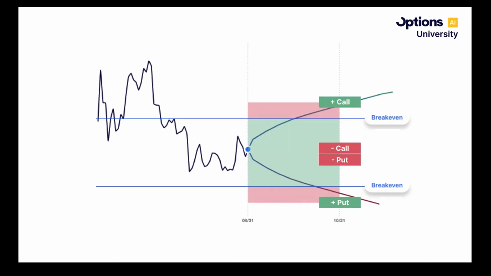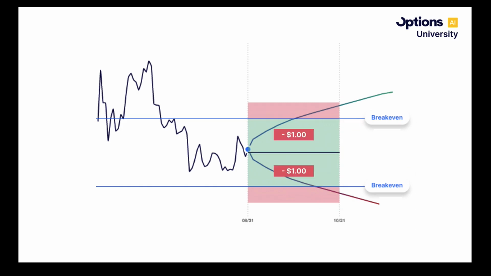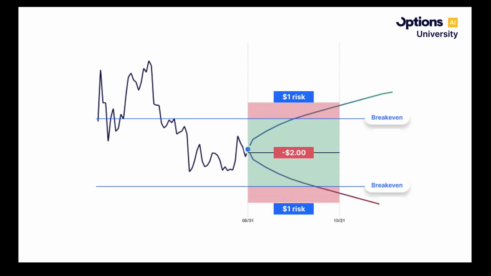Now let's compare that to an iron butterfly, where we again simultaneously sell two credit spreads. But in this case, the spreads are wider at $3, and the short call and put are centered on the same strike. In this example, we collect a combined $2, selling each $3 wide spread for $1. Again, the risk of the trade is the width of one side minus the net credit received. So the risk on this trade is $1. That's $3 minus the combined $2 credit received.